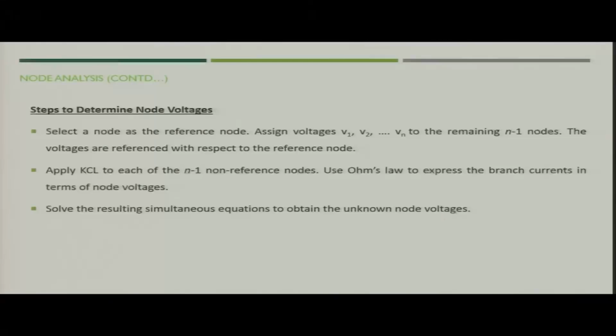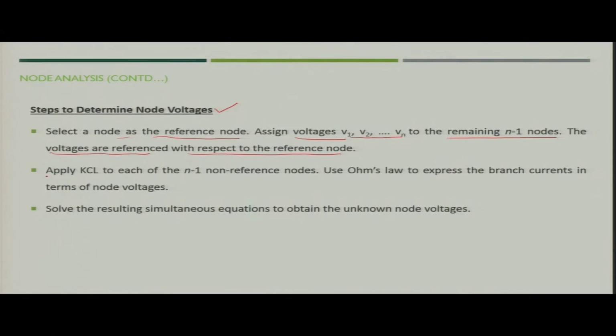So, now you can summarize the steps to determine the node voltages. First, you have to select a node as the reference node, then assign voltages, say V1, V2, ..., Vn, to the remaining n minus 1 nodes. The voltages are referenced with respect to the reference node.